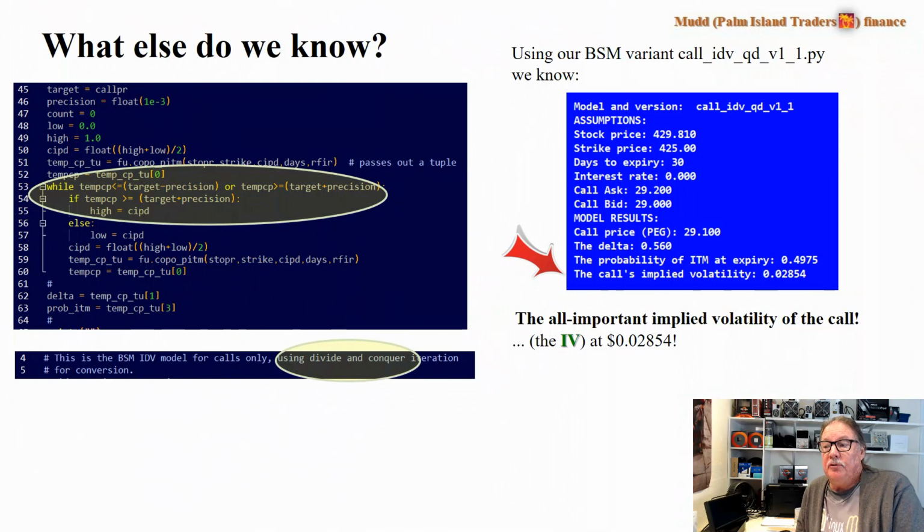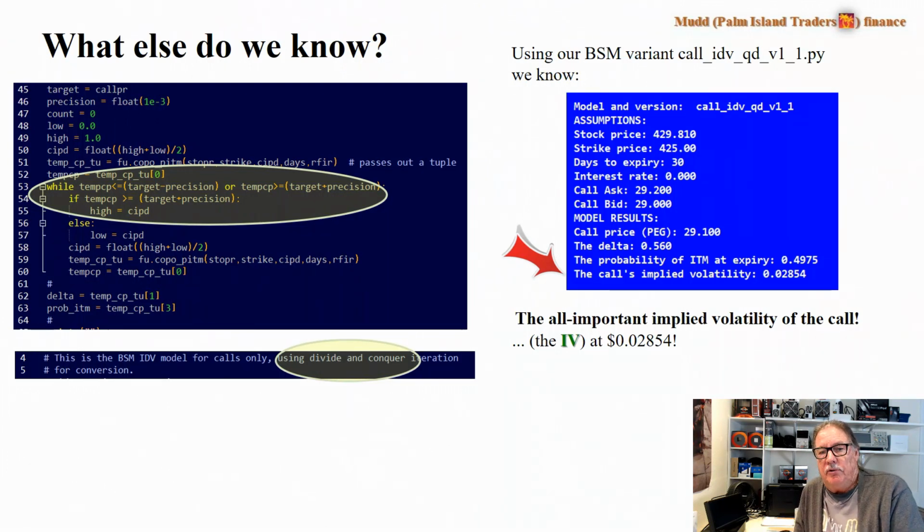Let's see, we also know the all-important implied volatility of the call. Now, the model that I gave you, called call IDV quick and dirty, was primarily designed to calculate the implied volatility of the call. And if you look back over to the left side of the screen, down at the bottom, there was documentation in there that said we are using divide and conquer. And what that means, of course, is that this model does not have a solution value for implied volatility.